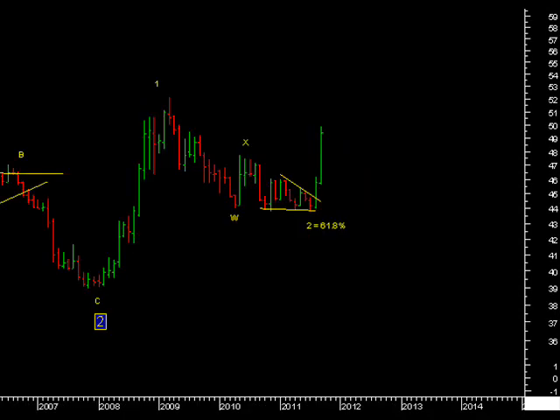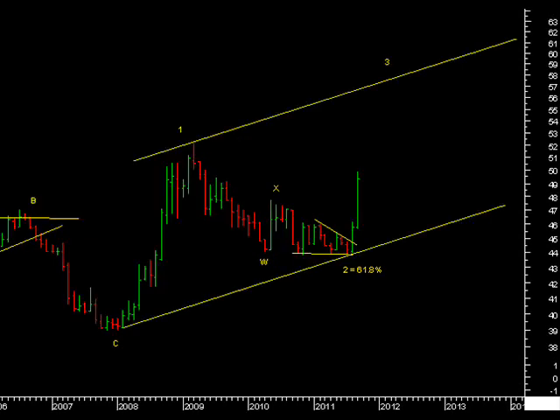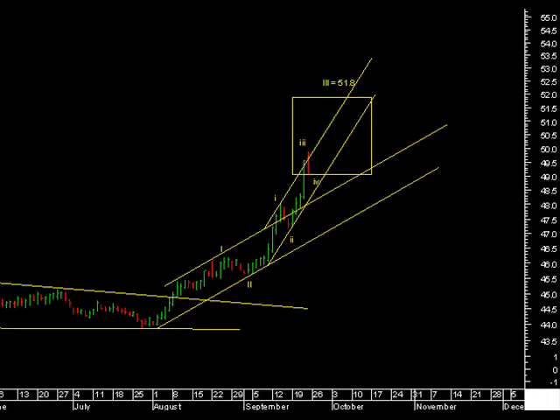Now zooming in on the rupee chart, you can see further the breakdown of the counts, a complex WXY correction where wave Y was an ending diagonal, and that's why the pattern ended in a triple bottom at the 44 range, from where we've broken out into a third wave. The target, simple equality of wave 1 to 3, would give us something close to around 58 rupees. You can draw a parallel channel to ascertain that target.